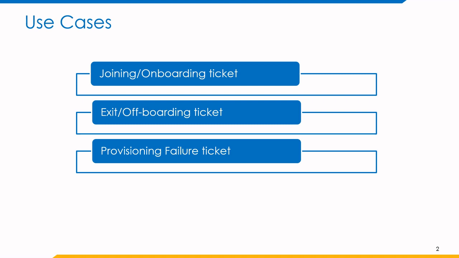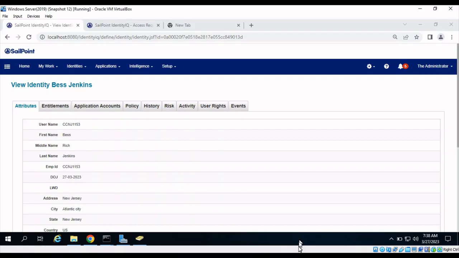Here we have three use cases. The first one is onboarding ticket creation. The second one is exit ticket creation. The third one is provisioning failure ticket creation. Among these, the first two, onboarding and exit ticket, come under work order type tickets, and the third one, provisioning failure ticket, comes under incident type ticket. So let's discuss these three use cases one by one.